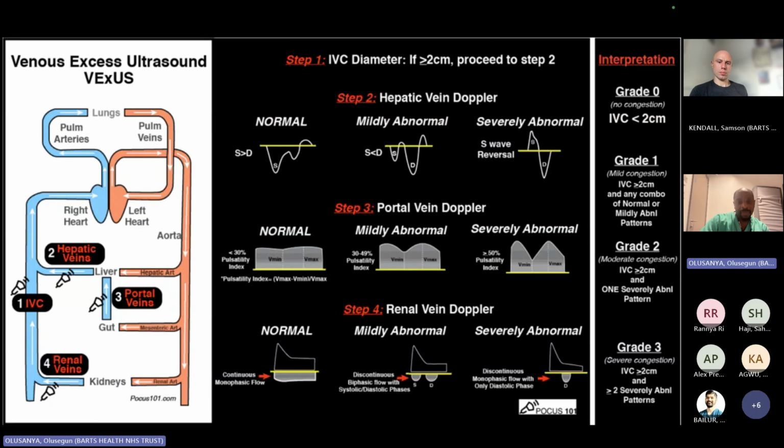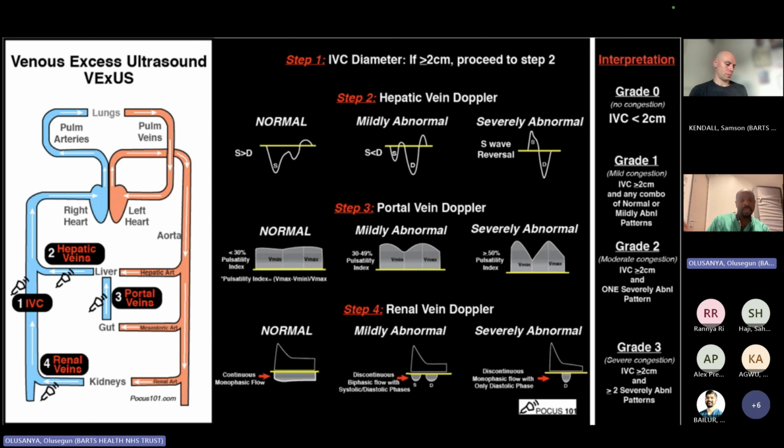Your third step is your portal vein. And again, we've talked about the portal venous waveforms. You get another point for having a severely abnormal portal vein, and you get a point for having a severely abnormal renal venous Doppler.